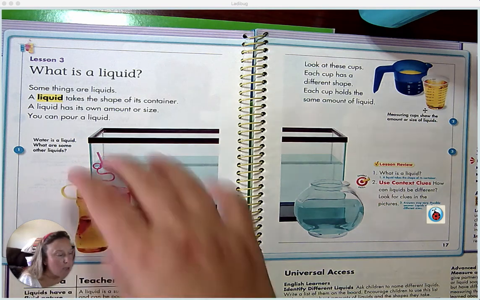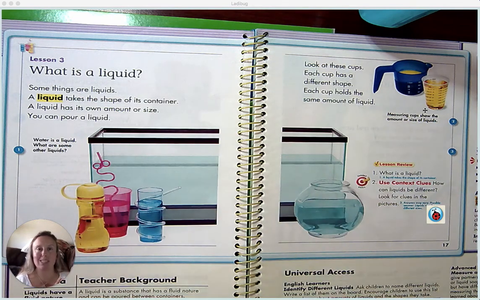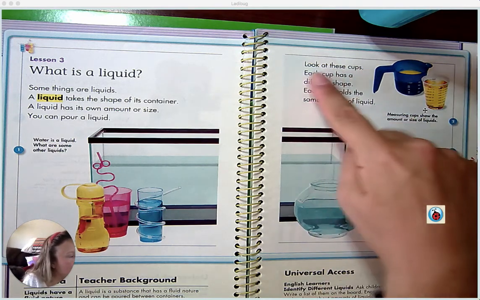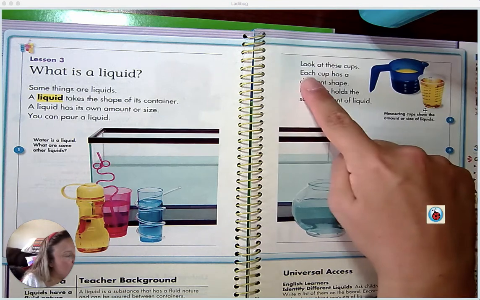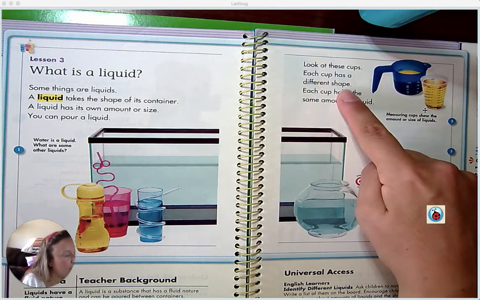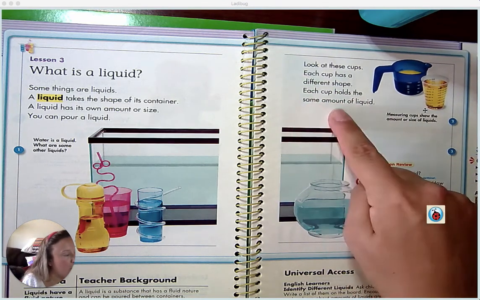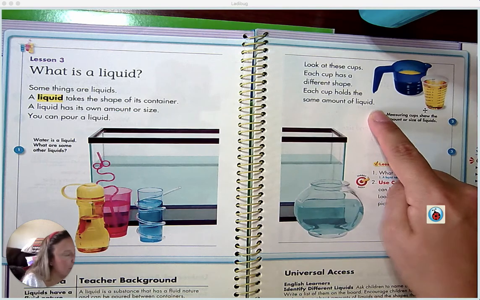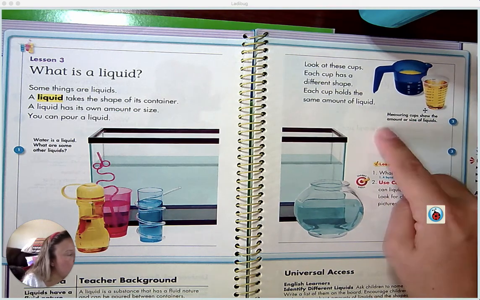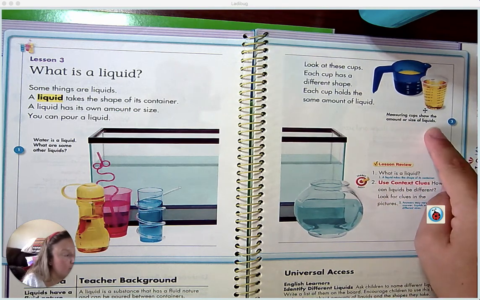So the amount of water is usually measured in words, things like gallons, cups, pints. And how do we measure those? Let's look on the next page and look at that now. Look at these cups. Each cup has a different shape. Each cup holds the same amount of liquid. Measuring cups show the amount or size of liquid.